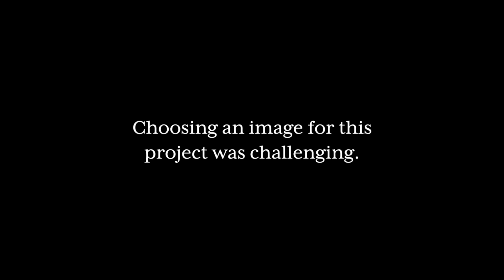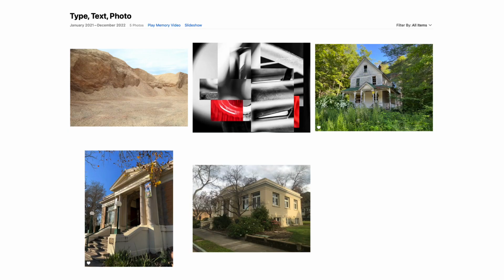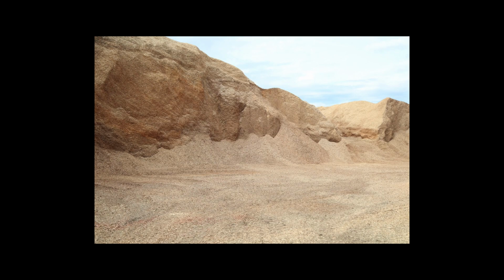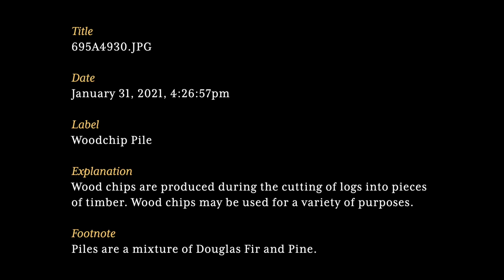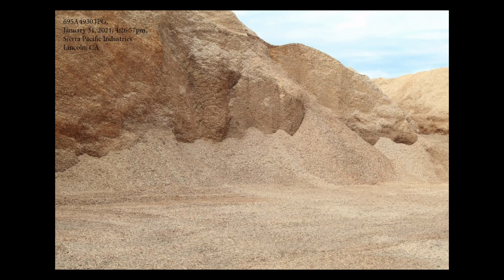Choosing an image for this project was challenging. And as you can tell, I started with several. This was the first one I began with because it's seemingly abstract. I initially focused on finding my text based on the factual aspects of the photograph: title, date, location, label, explanation, and footnotes. And then took that text to the computer.